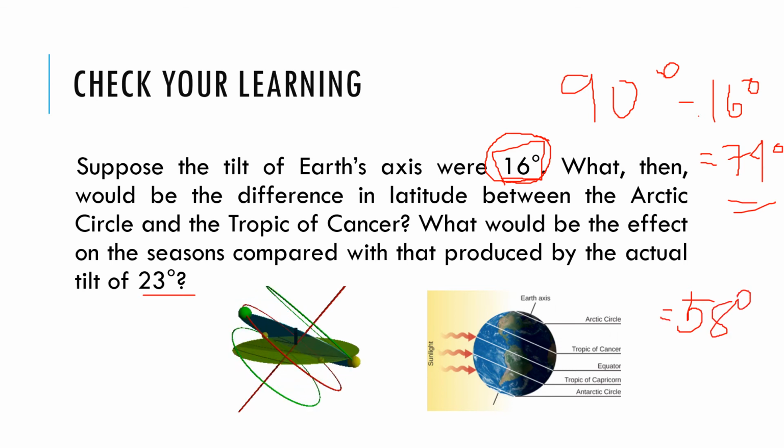Since the tilt of Earth is less, there would be less variation in the sun's paths throughout the year. So there would be milder seasonal changes.